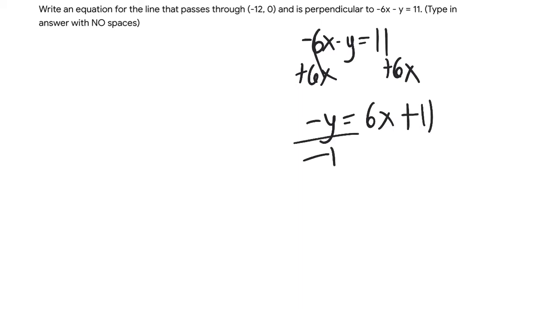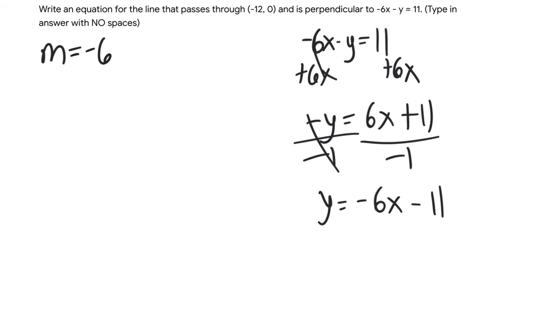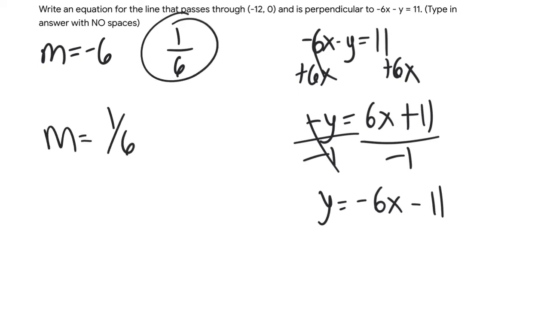If I divide everything by -1 to change the sign, I'm left with positive y is equal to -6x minus 11. The minus 11 part really doesn't matter that much. We're just really trying to find the slope here. So the slope of this line is -6. But I want a slope that's perpendicular to that. So opposite reciprocal. Reciprocal of 6 is 1/6. This was negative, so I'll keep my new slope positive. So a perpendicular slope will be 1/6, which is what we're looking for for the equation of our line.